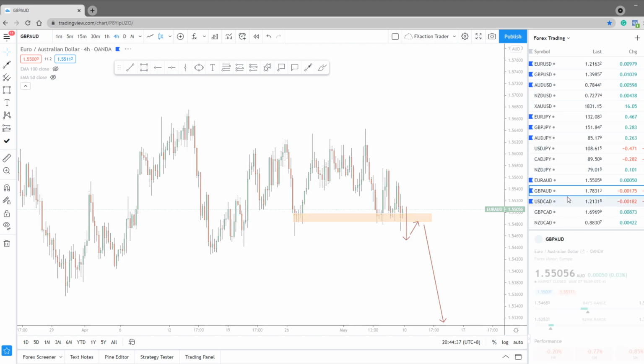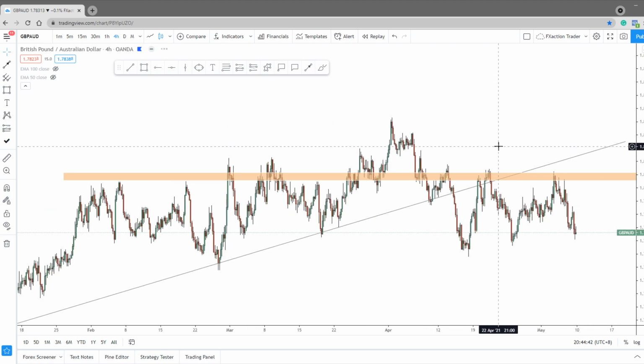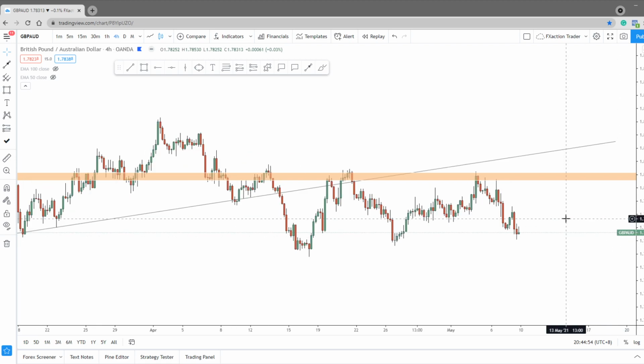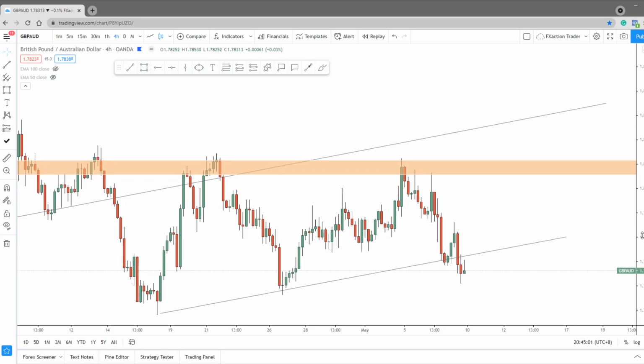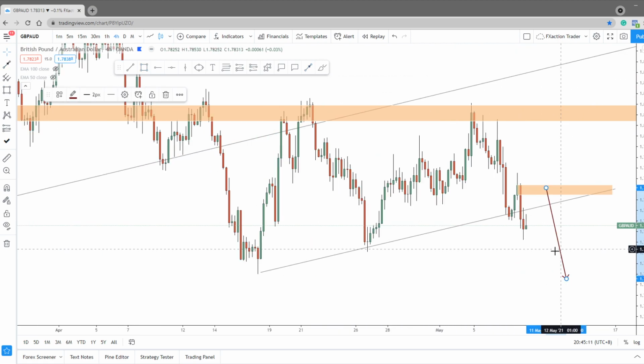So the last pair for today, Pound Aussie. The Pound Aussie direction is somehow similar to the Euro Aussie, where we are more bearish than bullish. So the next question is, where is the best area for us to look for a short trade? For Pound Aussie, we can see that the market has broken the trend line here, the nearest trend line. And I'm going to wait for a pullback to 1.79, and at this area, I'm going to look for my short trade.